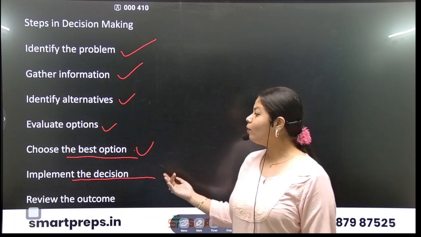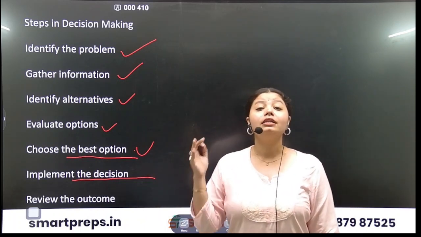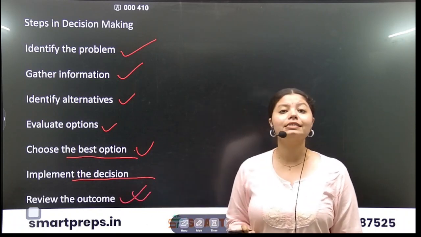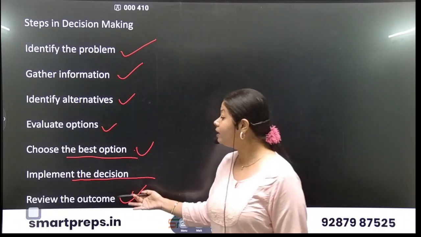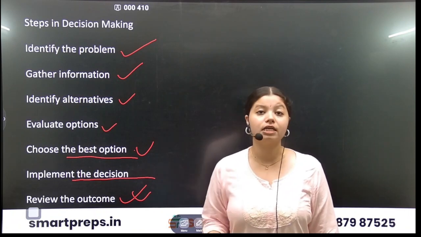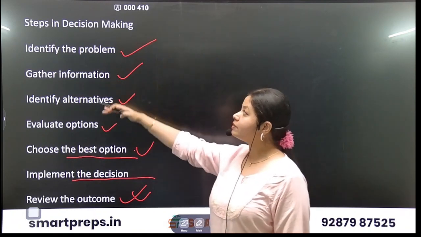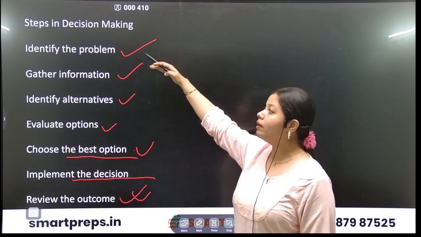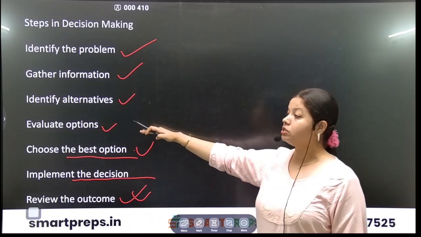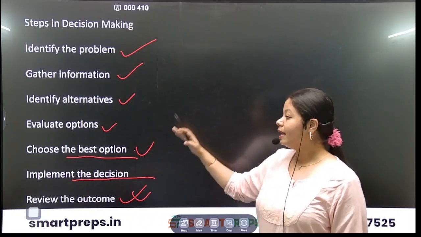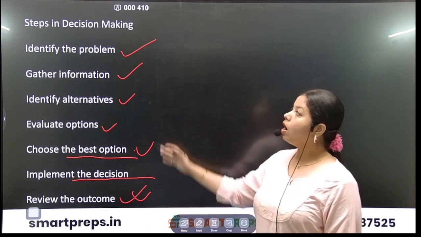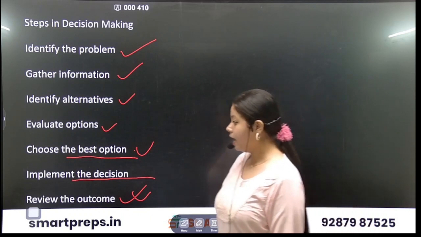And then what will happen after you implement the decision? The last step is what? It is reviewing the outcome. Last but not the least, and the most important part, that is reviewing the outcome. It means the consequence after you have taken that particular decision. What outcome has taken place? So all the steps for decision making: identifying the problem, then gathering the information, identify the alternatives, evaluate options, choosing the best option, implement the decision, reviewing the outcome. All these are steps in decision making.